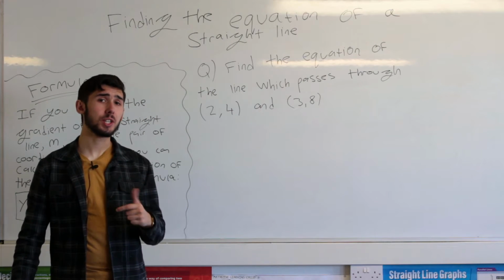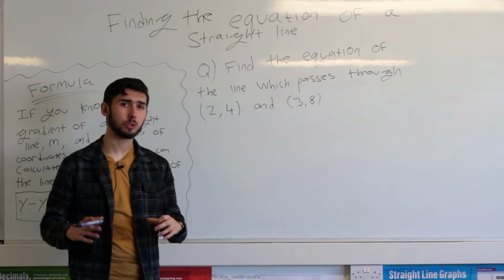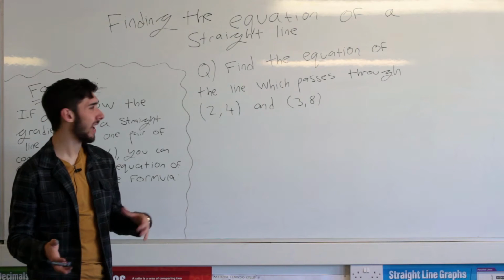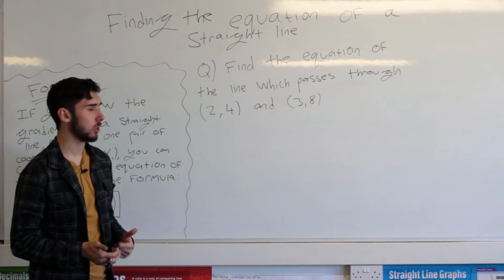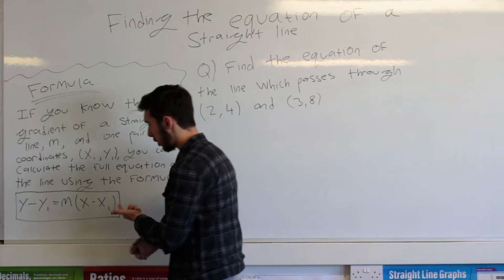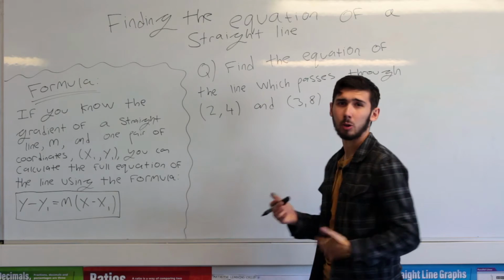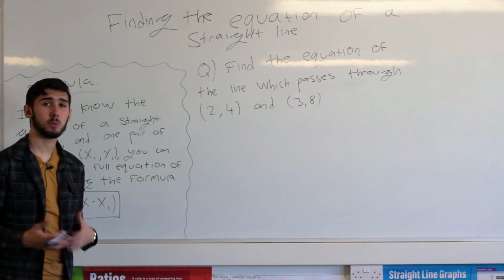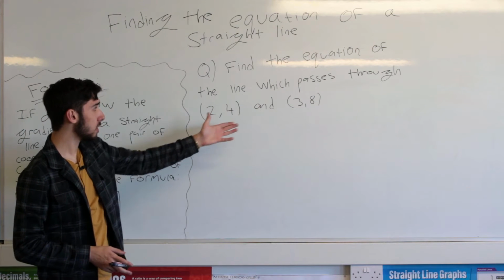Okay guys, in this example, we're actually going to be given 2 coordinates and not the gradient. You might be thinking, well, we need the gradient. How do we do this? We don't actually need 2 points because there's no x2 and y2 in this formula. So how do we do it? Well, guys, of course, you can figure out what the gradient is. As we know from the last video, you can figure out what the gradient is by using 2 points.